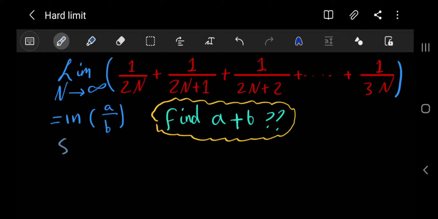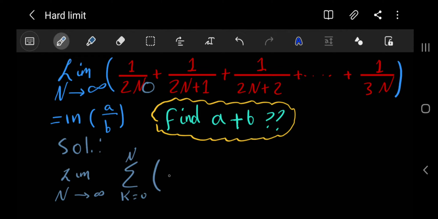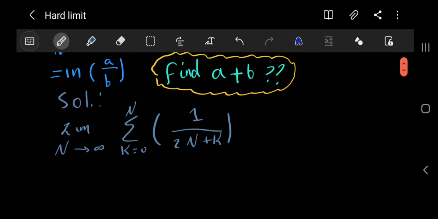So, solution. I can see that this limit is in the form of a sum, so I will turn it into the limit as n tends to infinity of the sum of... I will introduce a new variable called k right there. So k will be, at the beginning, 0, and at the end it will be equal to n. And the summand, we can see that it will be 1 over 2n plus k. Now we have the limit of the sum.